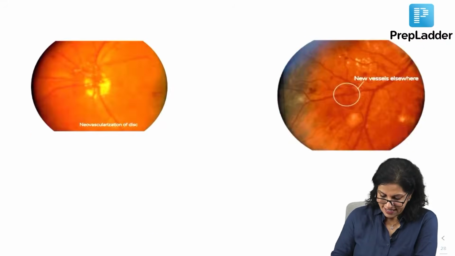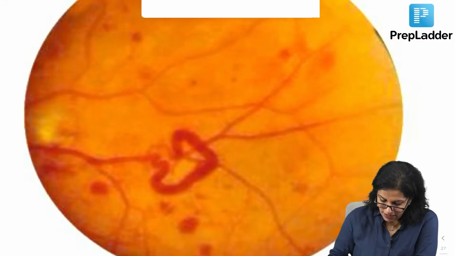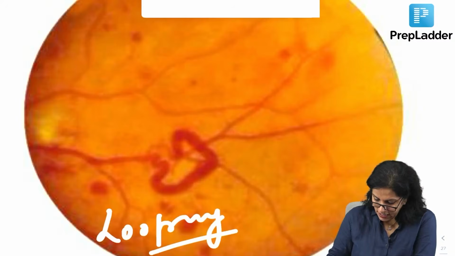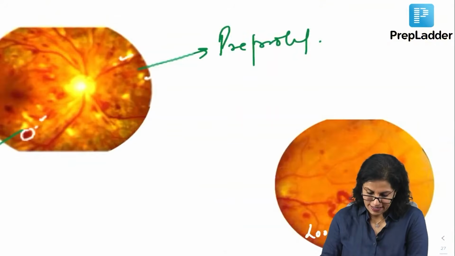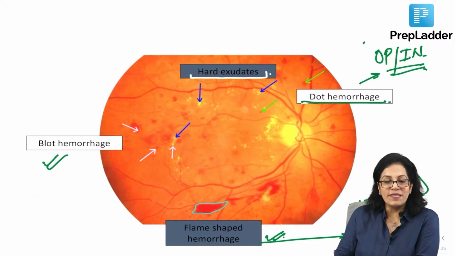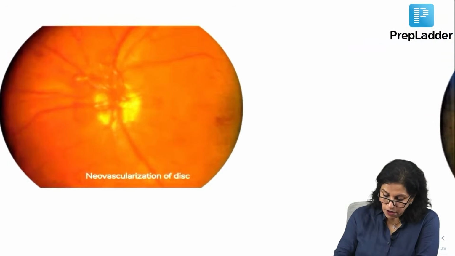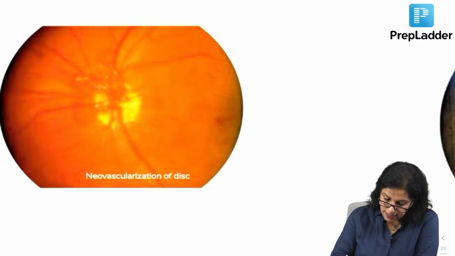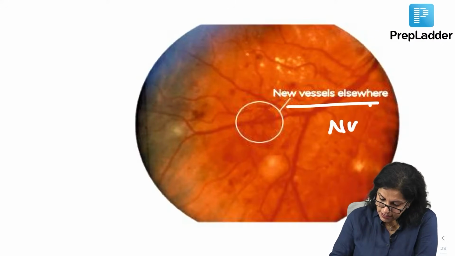What do we see here? What is this? Tell me. This one, we have learned this. This is looping. These are the looping of blood vessels. So, looping is again a feature of the pre-proliferative stage. Let us have a look at some other slides. This is the basic, which is background diabetic retinopathy. Then it becomes pre-proliferative, and now I am showing you the proliferative stage. Here what you are looking at is your NVD, that is neovascularization at the disc, and here this is NVE, that is neovascularization elsewhere.